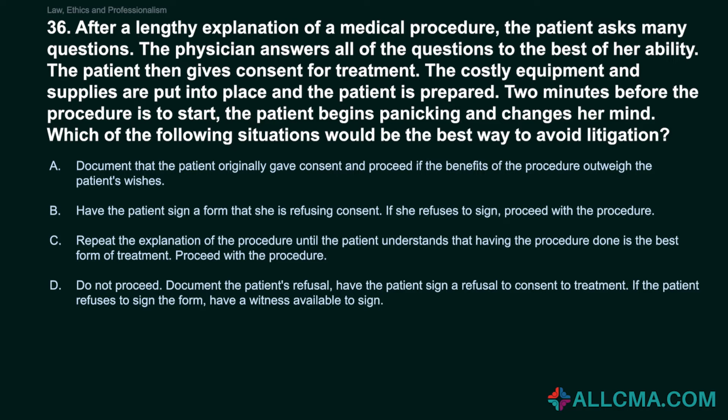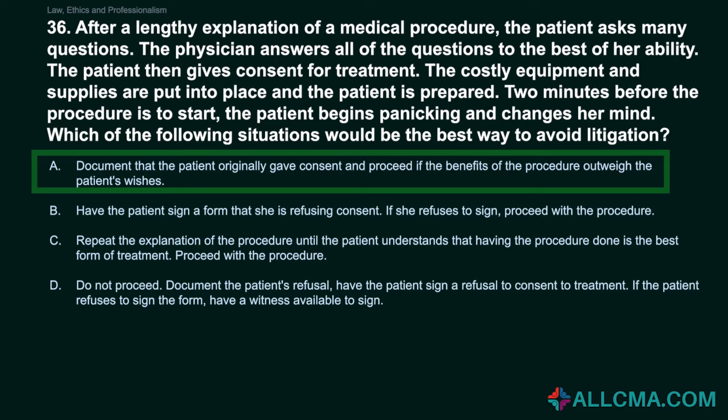A. Document that the patient originally gave consent and proceed if the benefits of the procedure outweigh the patient's wishes. B. Have the patient sign a form that she is refusing consent. If she refuses to sign, proceed with the procedure. C. Repeat the explanation of the procedure until the patient understands that having the procedure done is the best form of treatment. Proceed with the procedure. D. Do not proceed. Document the patient's refusal, have the patient sign a refusal to consent to treatment. If the patient refuses to sign the form, have a witness available to sign.